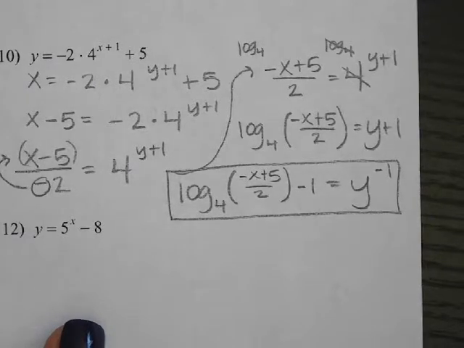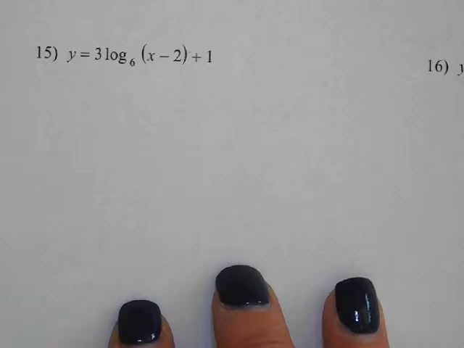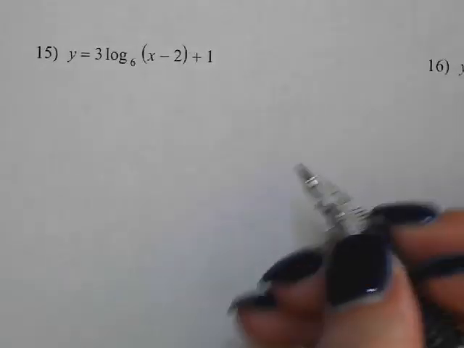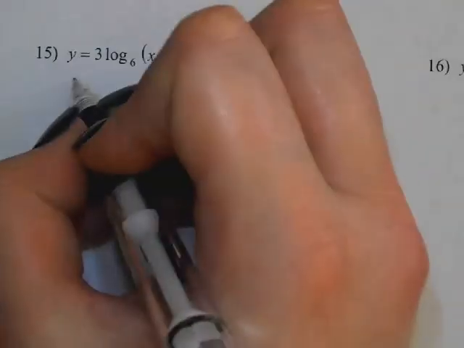Okay, the next two look pretty simple. Let's look on the back. Which one looks like bleh on the back? Number 15? Okay. So what do we do first? We switch x and y.